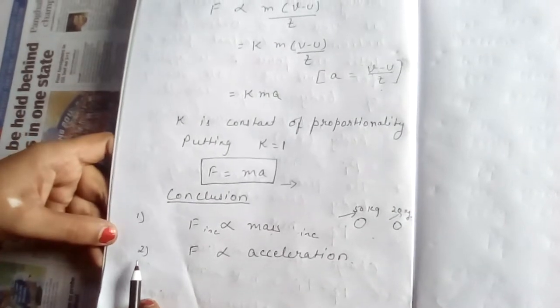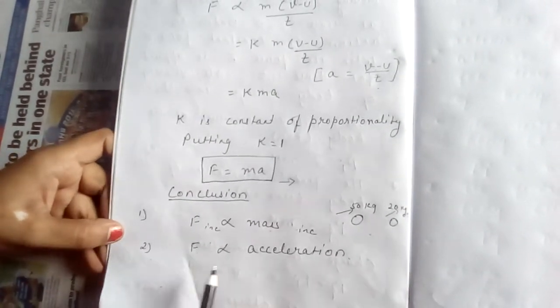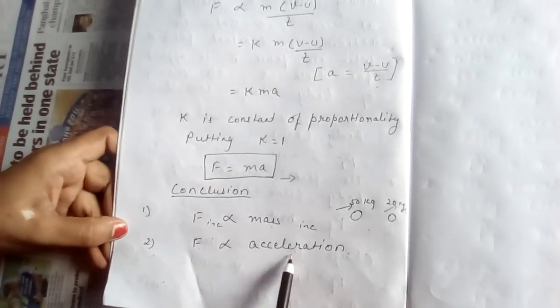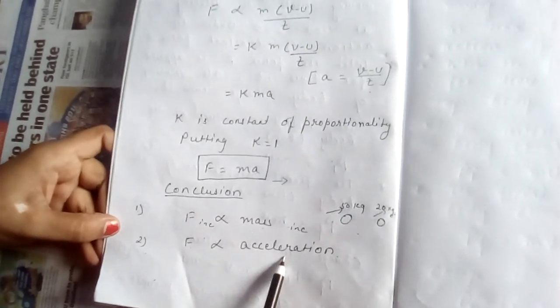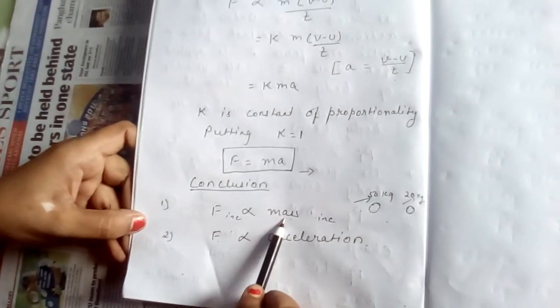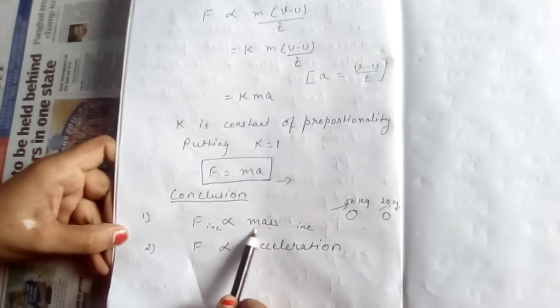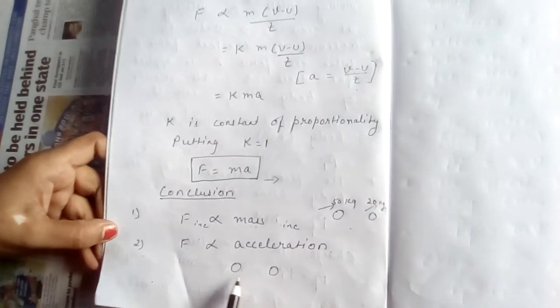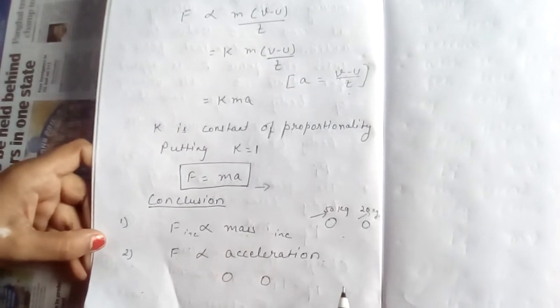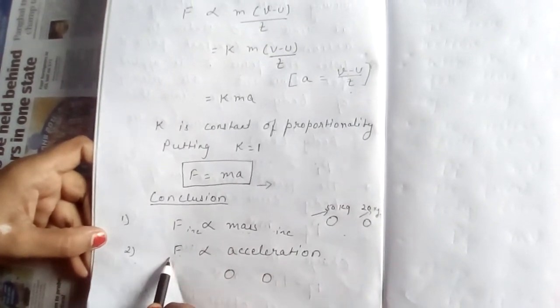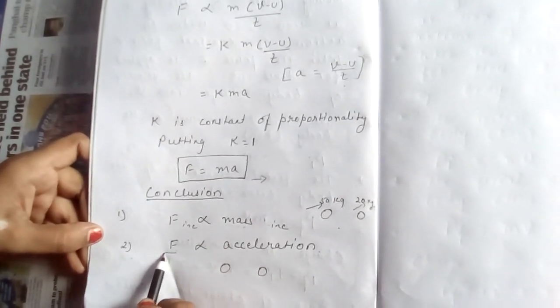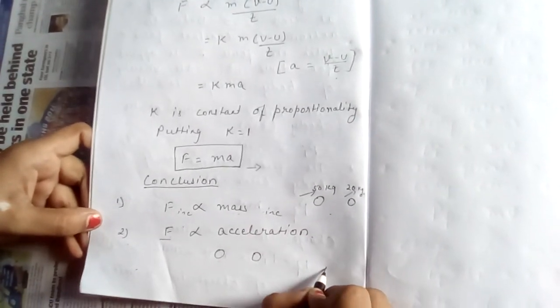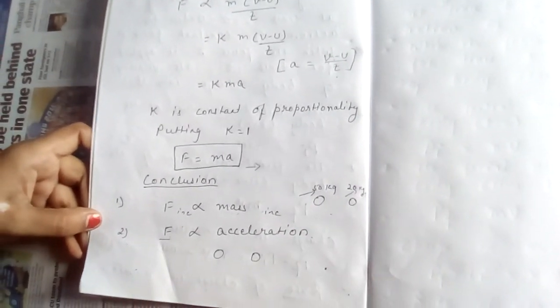Second conclusion we have got, force is directly proportional to acceleration. Naturally, if we have taken two bodies of the same mass, then if we have to produce more acceleration, naturally we have to apply more force. So this is the conclusion of Newton's second law of motion.